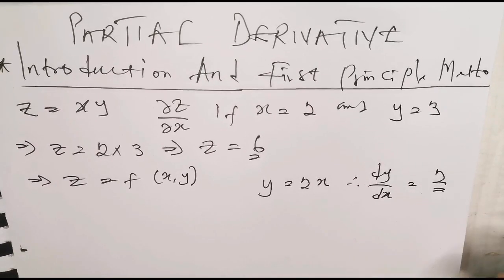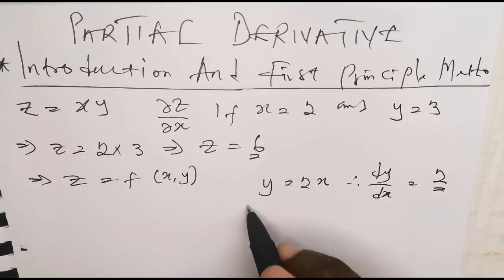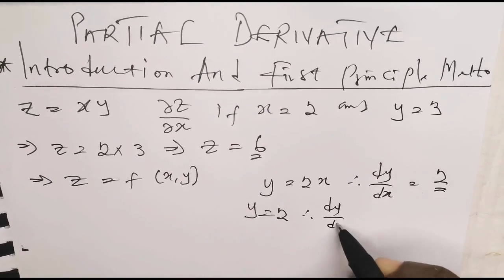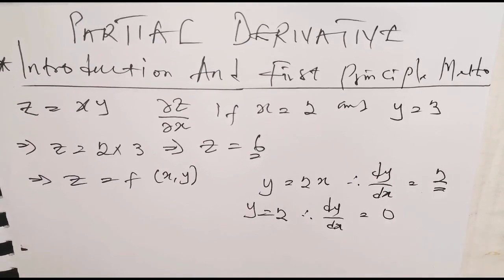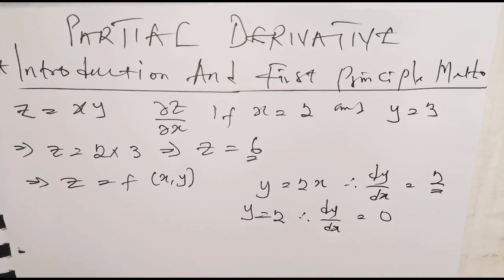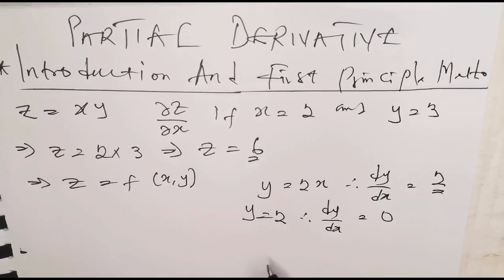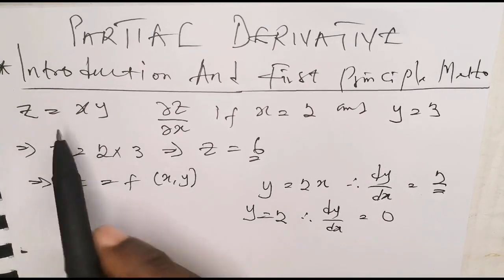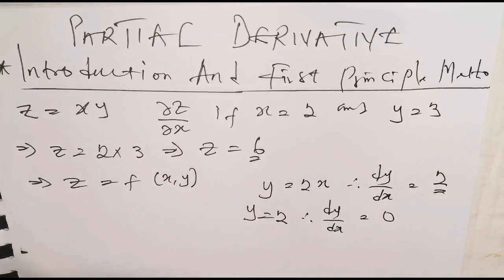The value remains 2. Similarly, if I have y equal to just 2, we simply say dy over dx is equal to what? 0. Because 2 is a constant and 2 does not contain any variable x attached to it. So the derivative of a constant always remains 0. The same thing happens if I have z equal to xy.